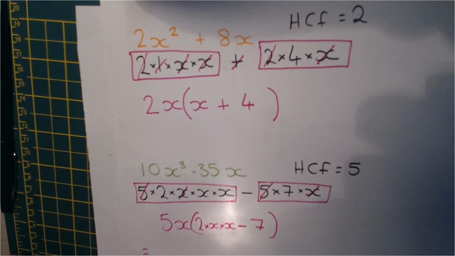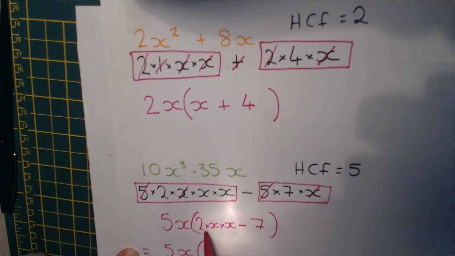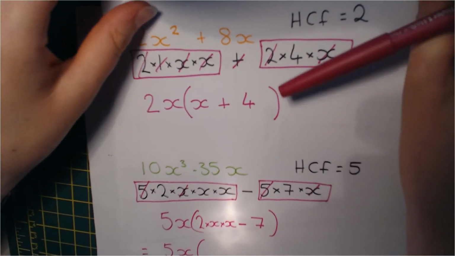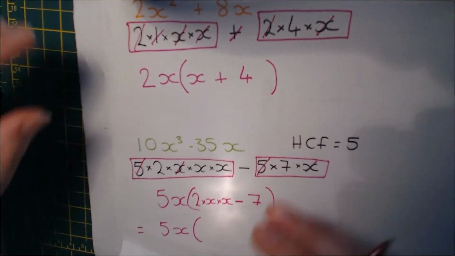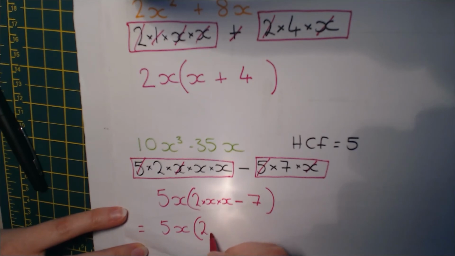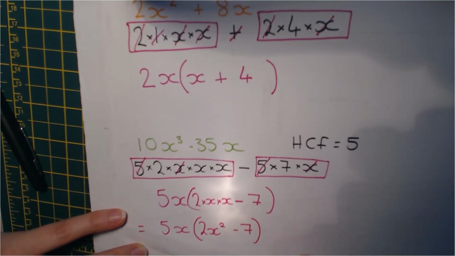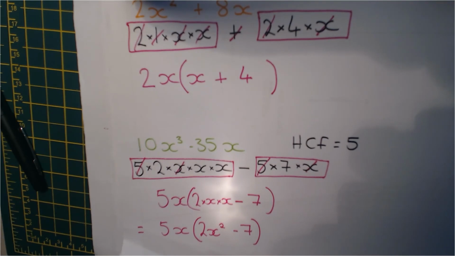Okay, so just to tidy it up now, we've got 5x. 2 multiplied by x multiplied by x. Well, x multiplied by x is x squared. So 2 multiplied by x squared is 2x squared. 2x squared minus 7. Okay, so that should help. That should really cover all of factorising single brackets. So that will be really helpful.